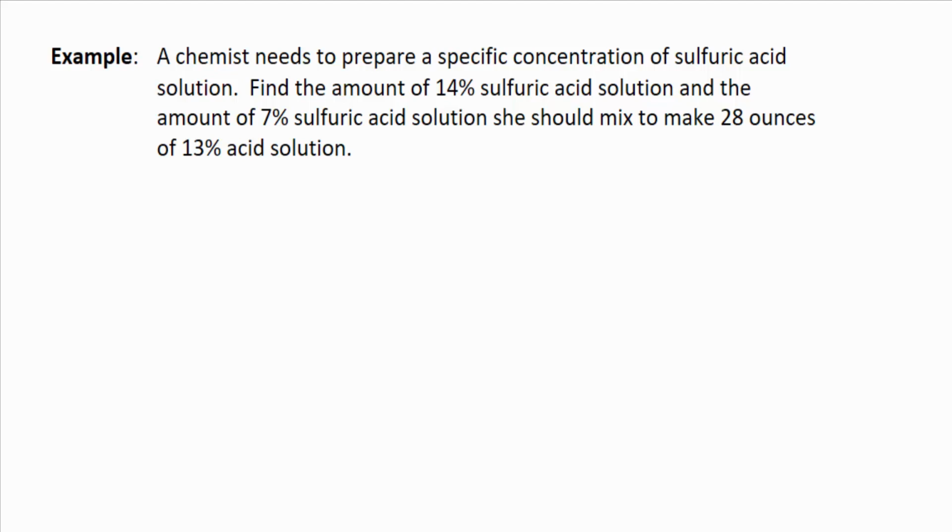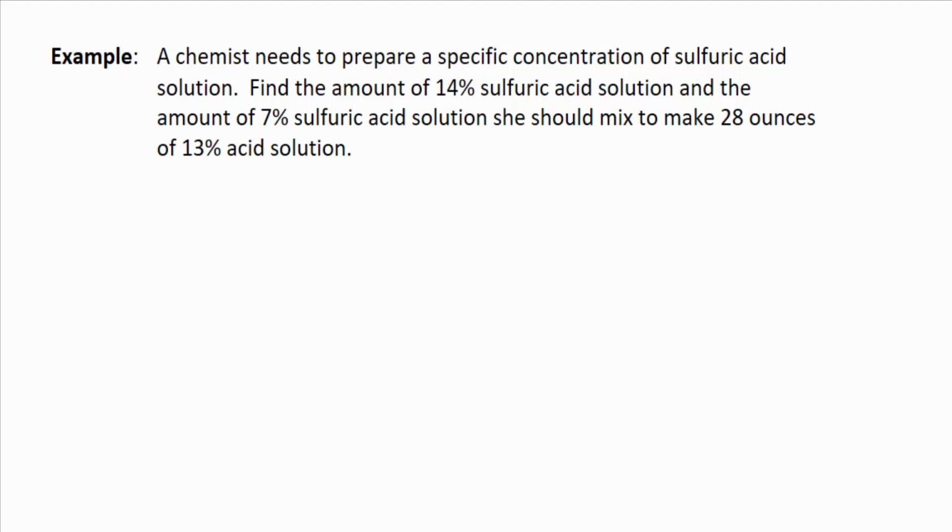This would be a mixture problem. So in this example, a chemist needs to prepare a specific concentration of sulfuric acid. It's sulfuric acid solution, actually. Find the amount of 14% sulfuric acid solution and the amount of 7% sulfuric acid solution she should mix to make 28 ounces of 13% acid solution.